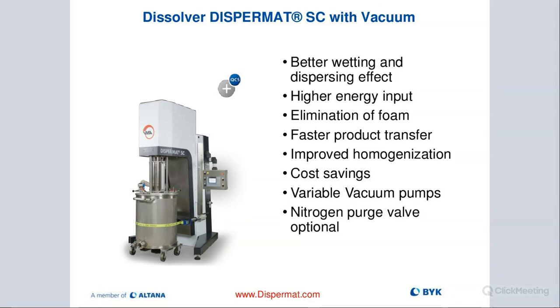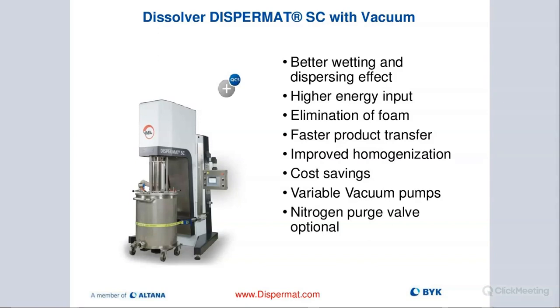Here's an example of a vacuum production disperser in operation. Better wetting, higher energy input, no more foaming, allows us to quickly transfer product from one container to another. We have improved homogenization, cost savings. There are different types of vacuum pumps available that help us remove the air.